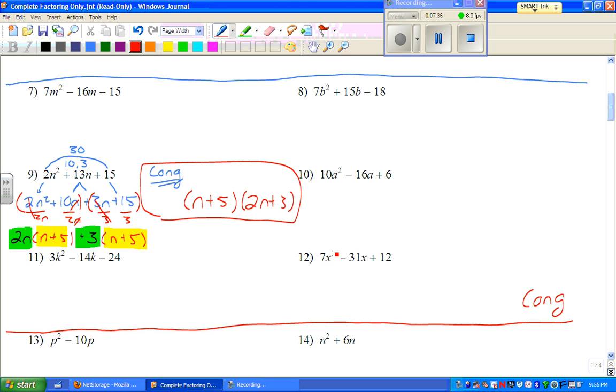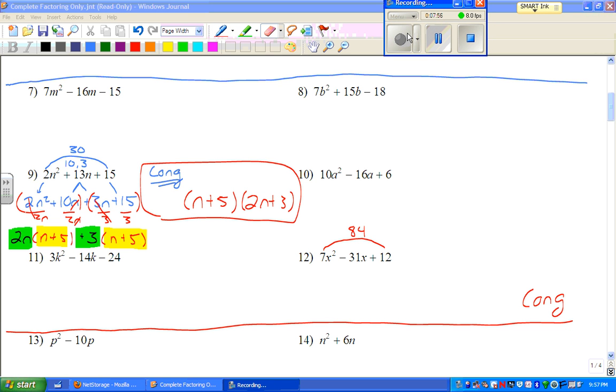Okay, let's go to number 12. I have 7 and 12. I'm going to multiply these. 7 times 12 is 84. Now you need to find the factors of 84 that add up to negative 31.